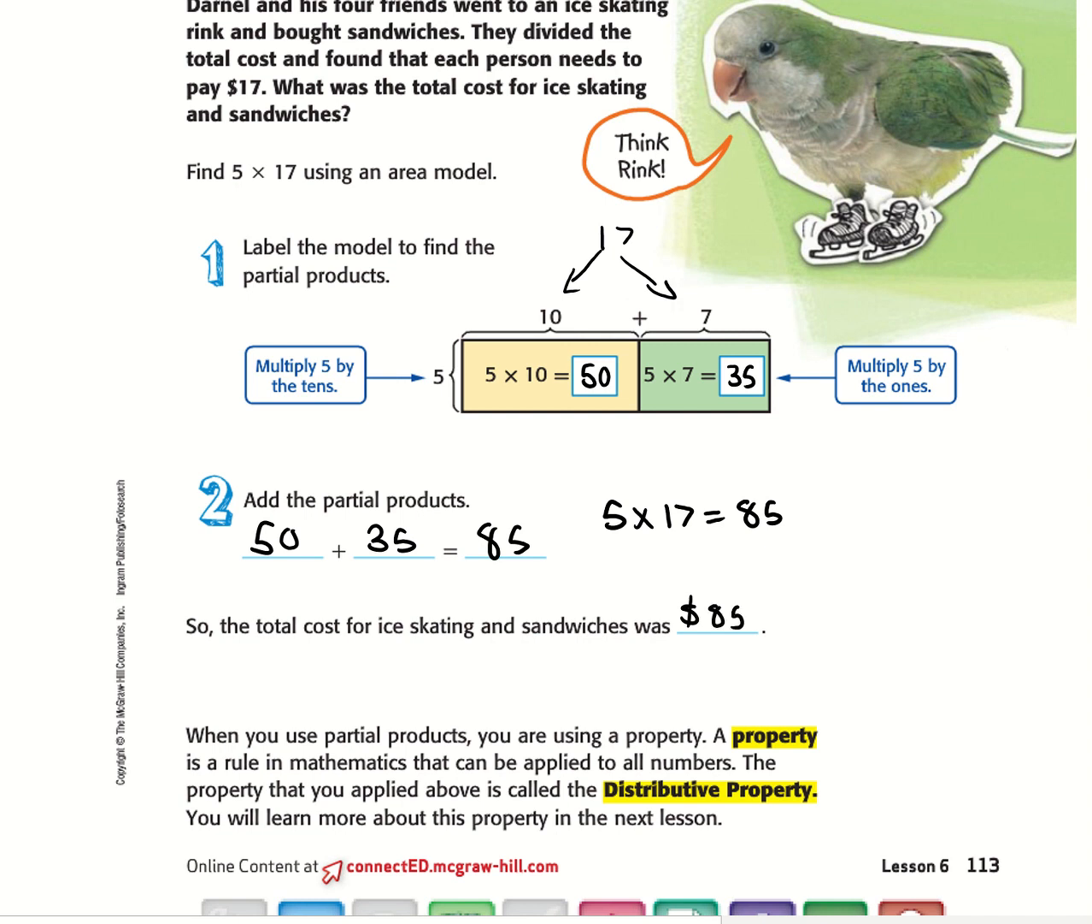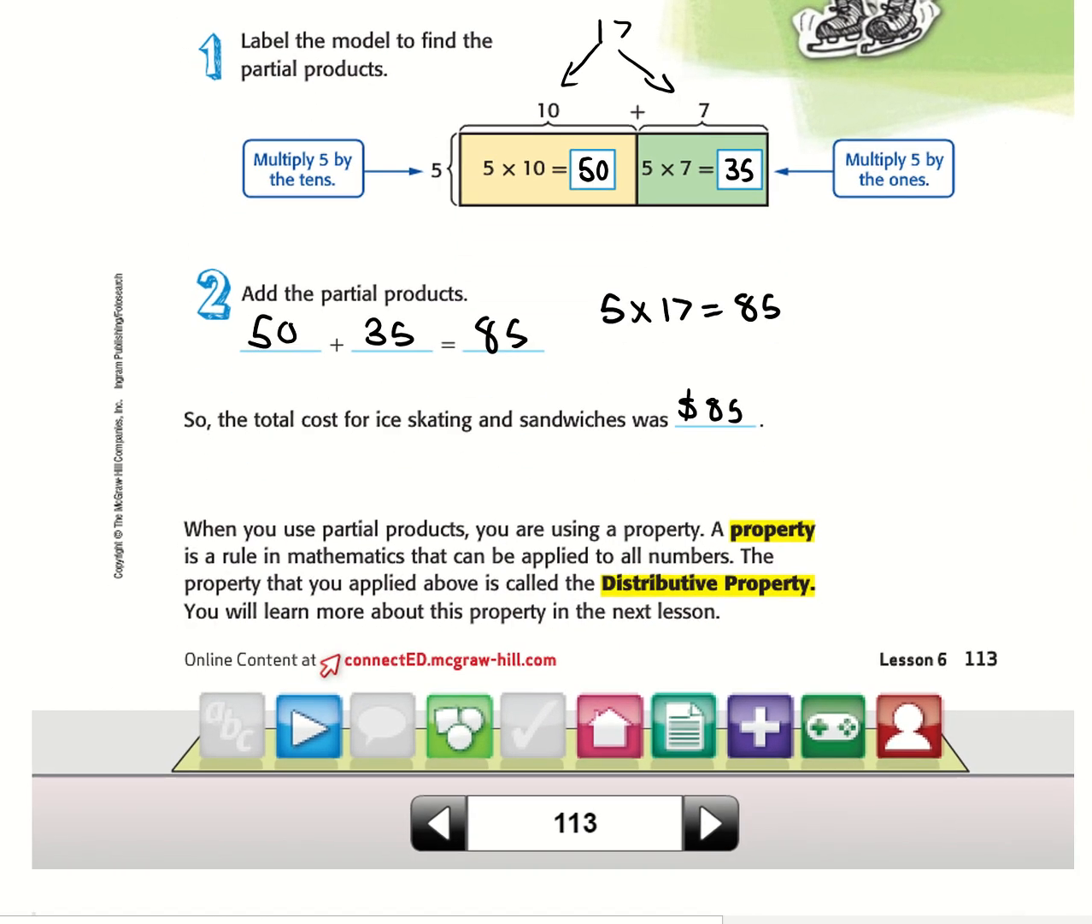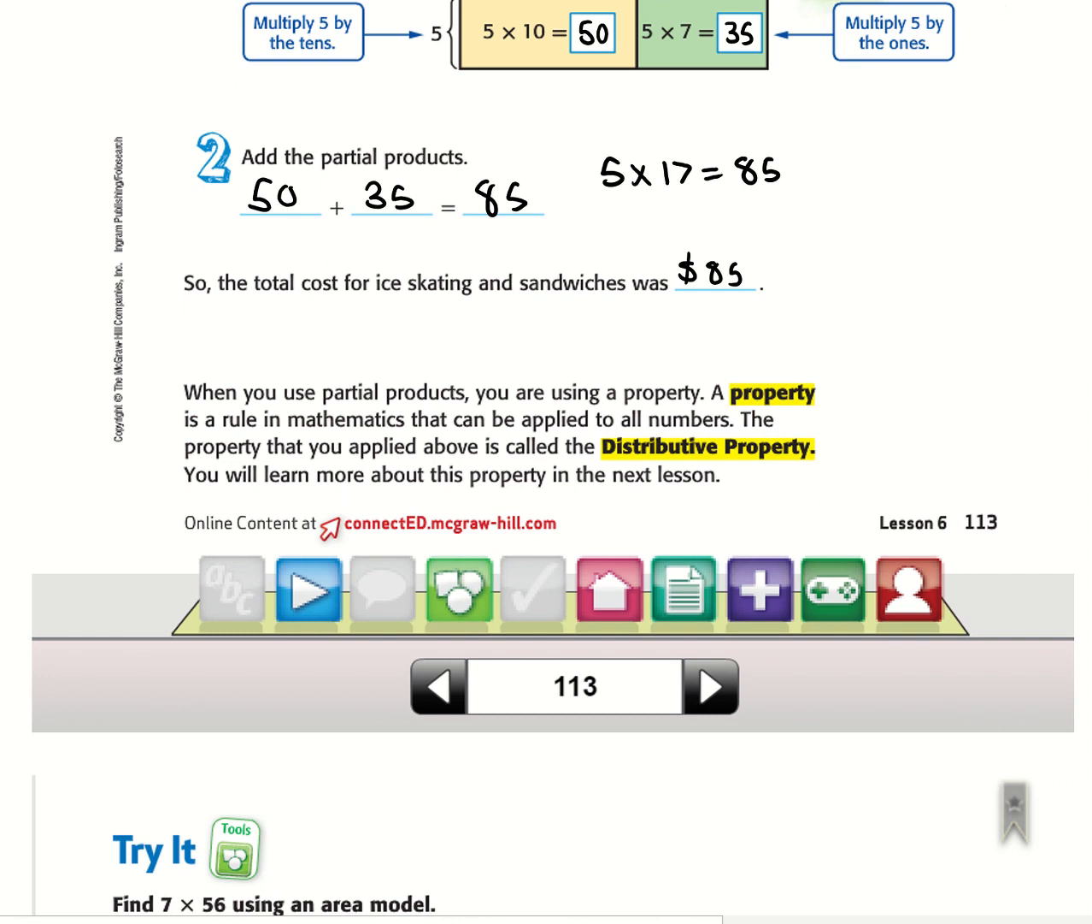So this is what it means to use partial products. We're going to do more examples. Let's take a look at some of the vocabulary. When you use partial products, you're using a property. A property is a rule in mathematics that can be applied to all numbers. The property that you applied above is called the distributive property. You will learn more about this property in the next lesson.